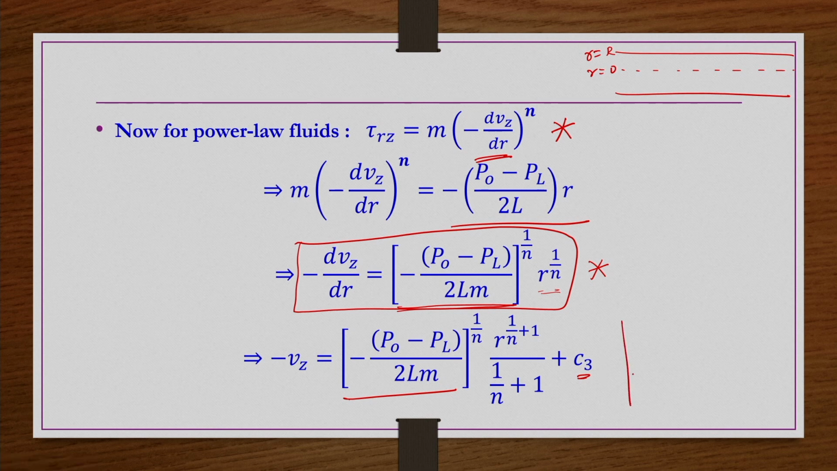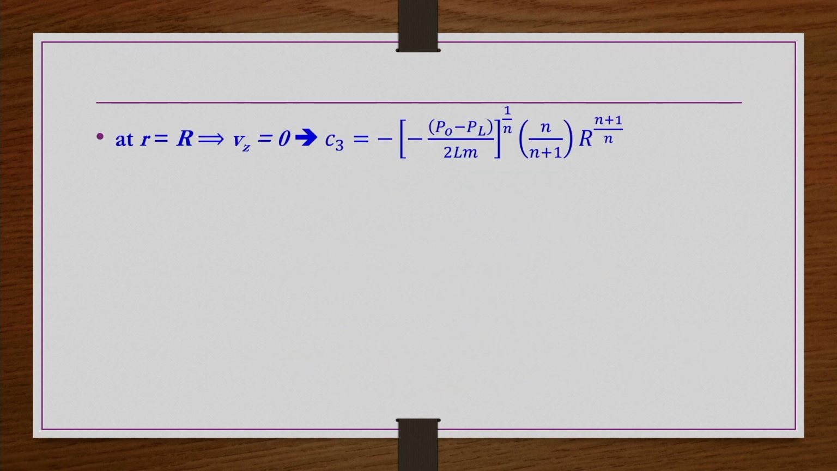Now, the velocity at r equals capital R is 0. So, if you use that boundary condition, you get C3. At r equals capital R, Vz is 0. So, C3 should be whatever this term is minus this term, capital R power 1 by n plus 1, divided by 1 by n plus 1. That is what you get. So, this is the C3.